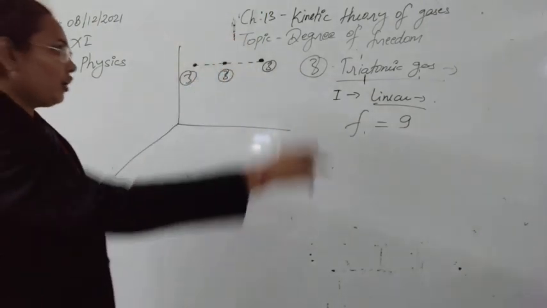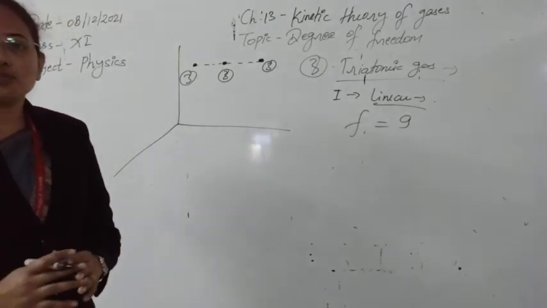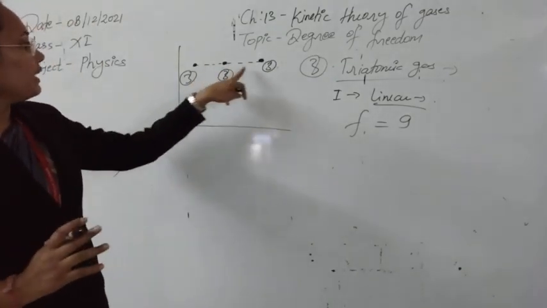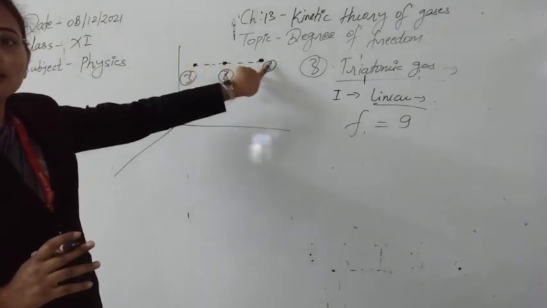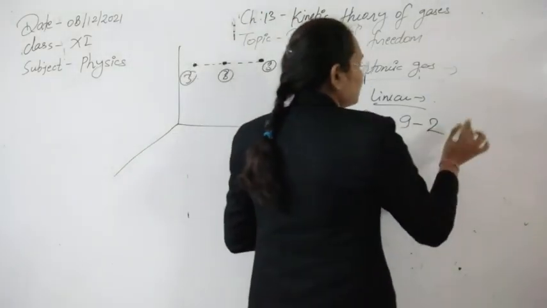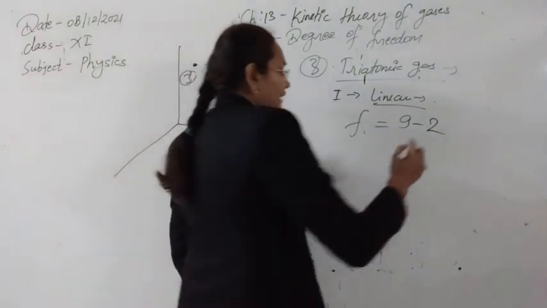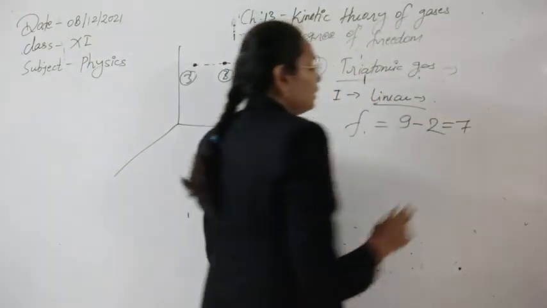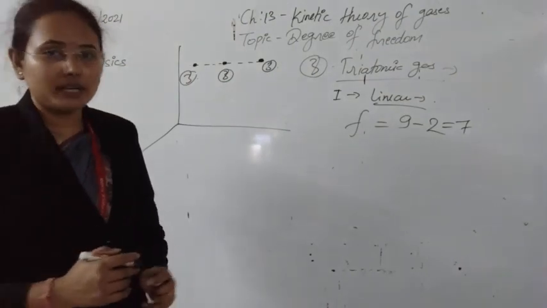But along with that, you also have to see how many relationships are between them. So there are 2 relationships. You can see one relationship between these 2 atoms and one relationship between these 2 atoms. As 2 relationships are known, means 2 constraints we know. So the degrees of freedom will be 9 minus 2, that is equal to 7. So only 7 coordinates are needed to specify the triatomic gas.